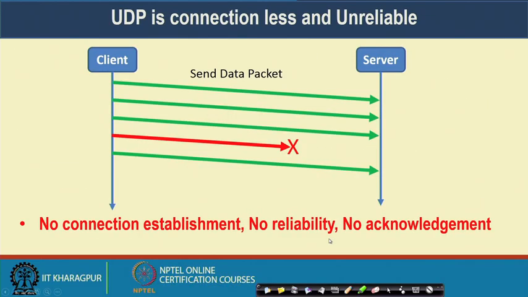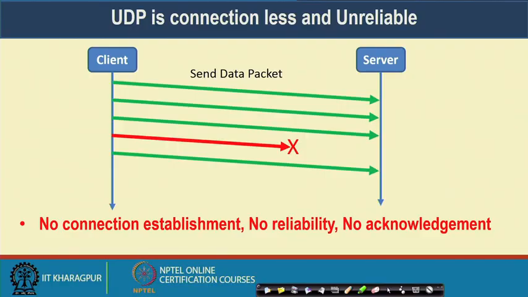As I have mentioned, UDP is connectionless and unreliable. You just send data packets or datagrams one after another. If a datagram is lost, the server does not take care of that, the packet gets lost. If the application cares about packet loss, the application will apply its own acknowledgement mechanism or its own procedure for handling or recovering from the loss. You just create a datagram and send it one after another. You do not have any connection establishment, you do not bother about whether the server is running or not, you simply send a packet, you do not have any reliability and no acknowledgement mechanism.